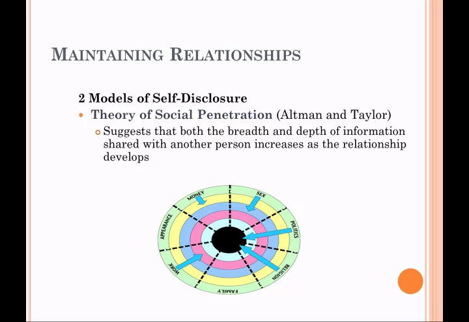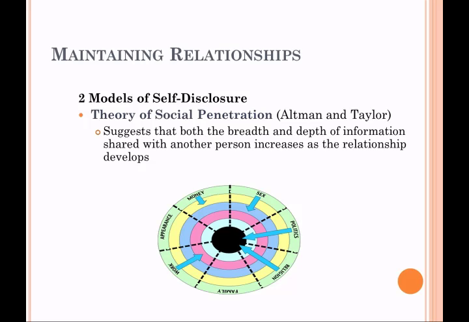Now, the way that I think about this, and maybe this will help you remember this theory, is that I like to think about it as an onion. So you have the outer layers, and these are really superficial topics. So let's think about meeting someone for the first time. You're thinking about where are you from, what do you do? If you're in school, you might say, hi, I'm so-and-so, where are you from, what's your major? So these are the superficial topics.